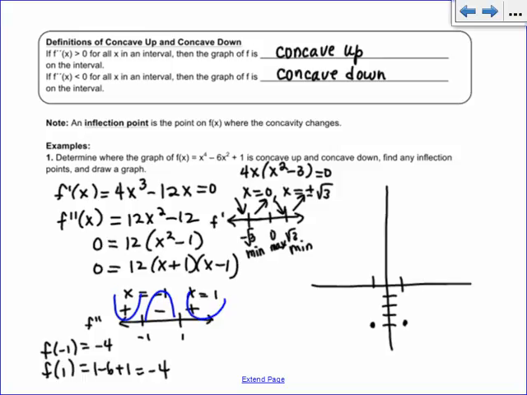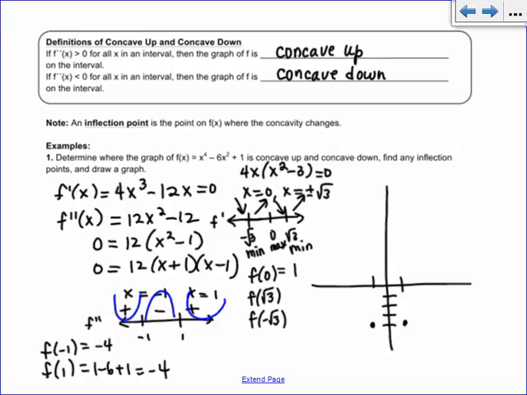So we go ahead and plug those in. We find f of 0, f of root 3, and f of negative root 3. So f of 0 is easy. It's 0. Actually not. It's 1. I was looking at my first derivative. It's 1.